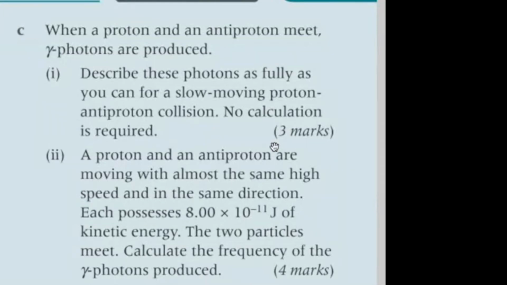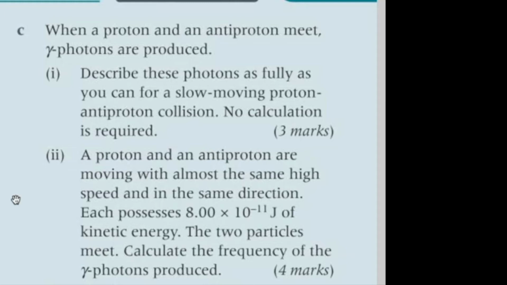Let's look at part 2 now. A proton and an antiproton are moving with almost the same high speed and in the same direction. Each possesses 8 × 10⁻¹¹ joules of kinetic energy. The 2 particles meet. Calculate the frequency of the gamma photons produced.